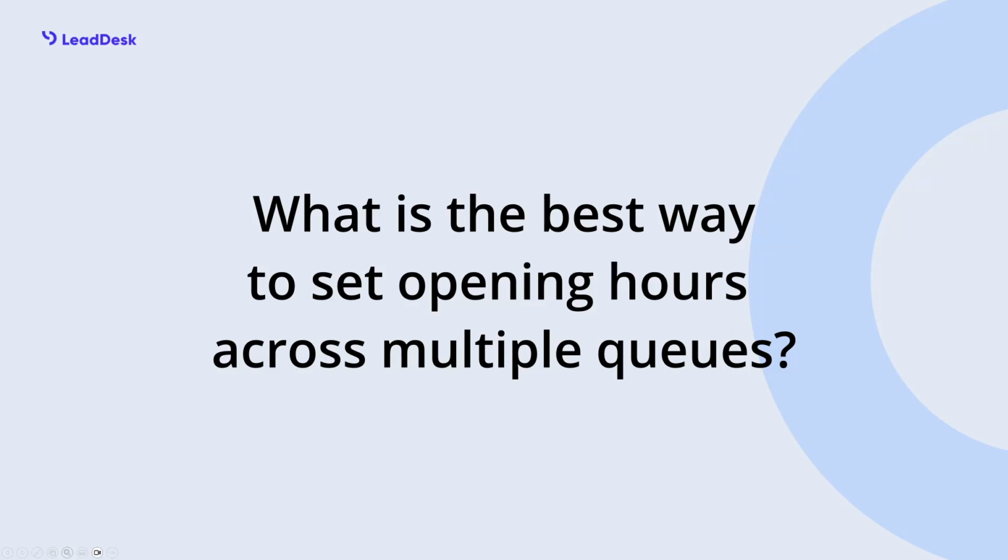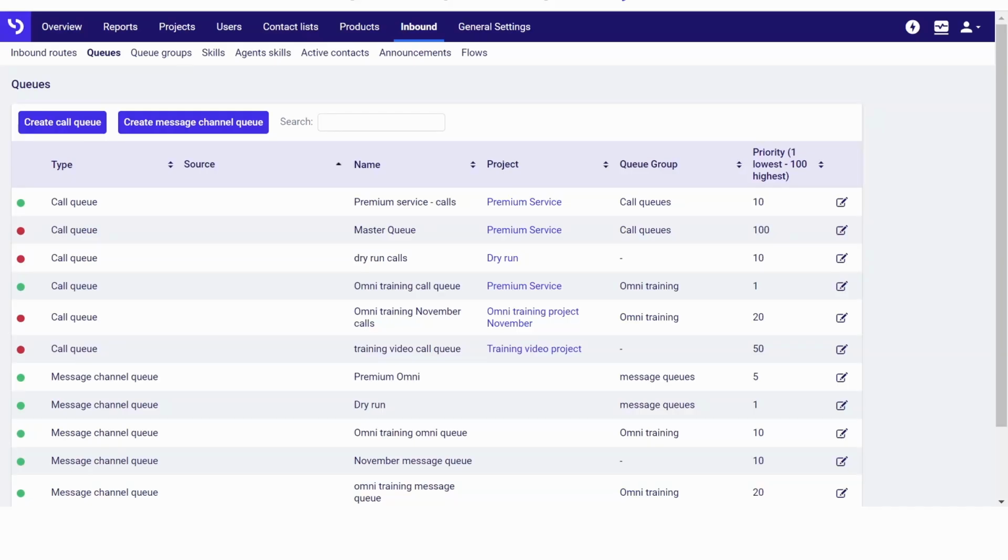What is the best way to set opening hours for multiple queues? If you have access to advanced flows, it's to use the timing applet. First, we choose a call queue to be our basis for all the queues that follow on from it.